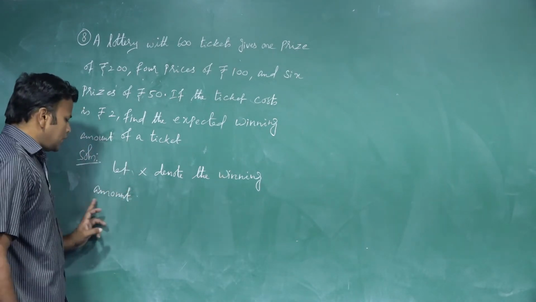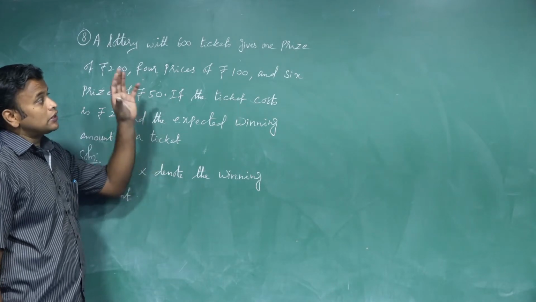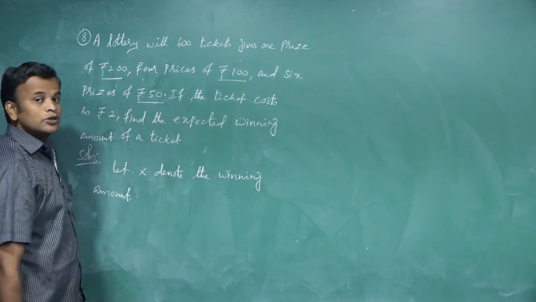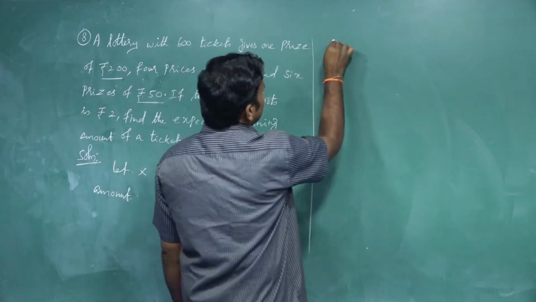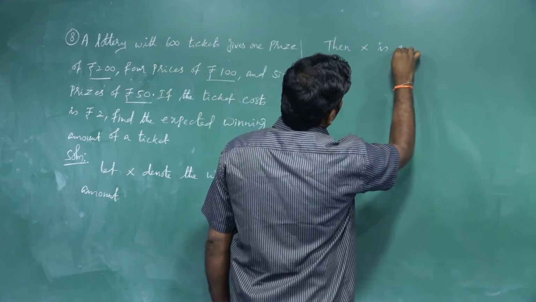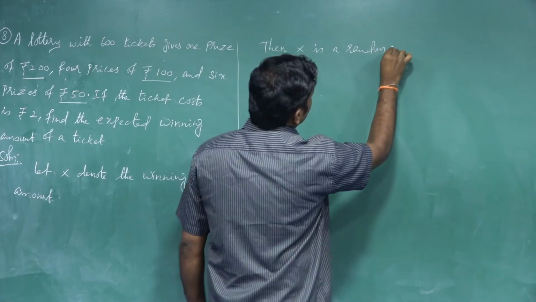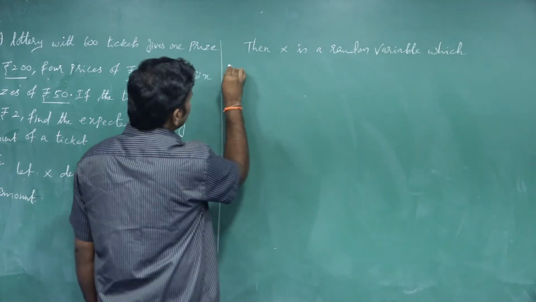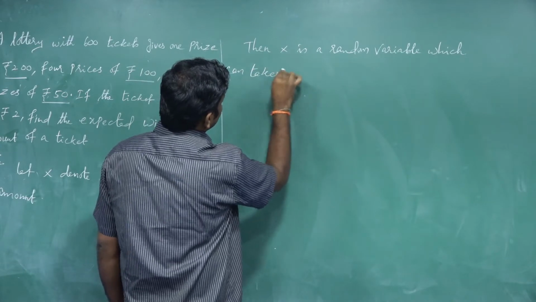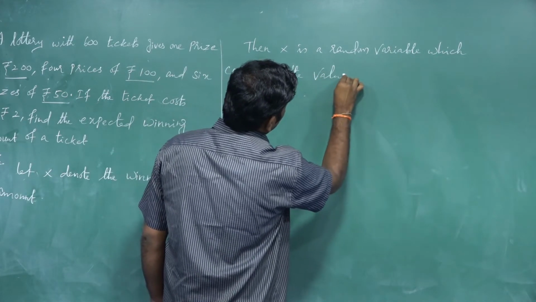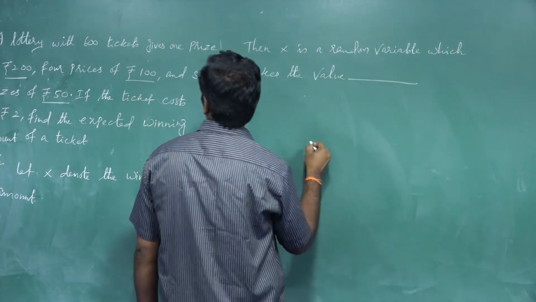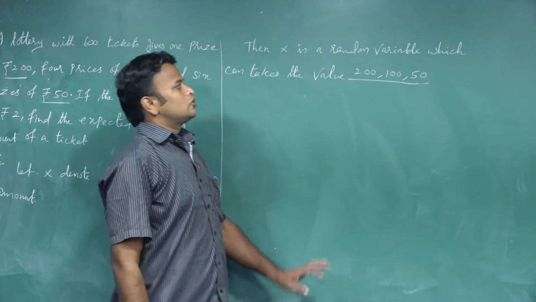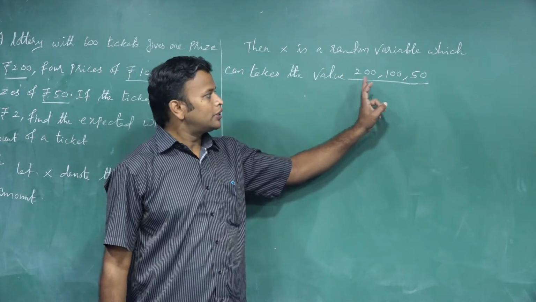Let X denote the winning amount. Then X is a random variable which can take the values: the first winning amount is 200, then 100 and 50. So you see X has just three values: 200, 100 and 50.